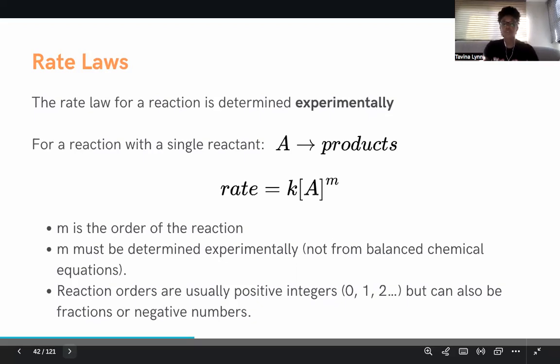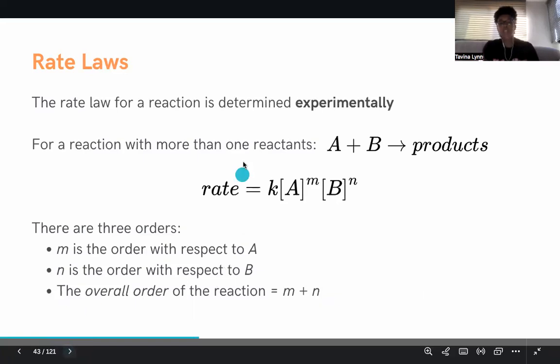Reaction orders are usually positive integers, but they can also be fractions or negative numbers. You will actually be determining a reaction order in your kinetics experiments, where you'll see how it can actually be fractions, which we will most likely round to a whole number.